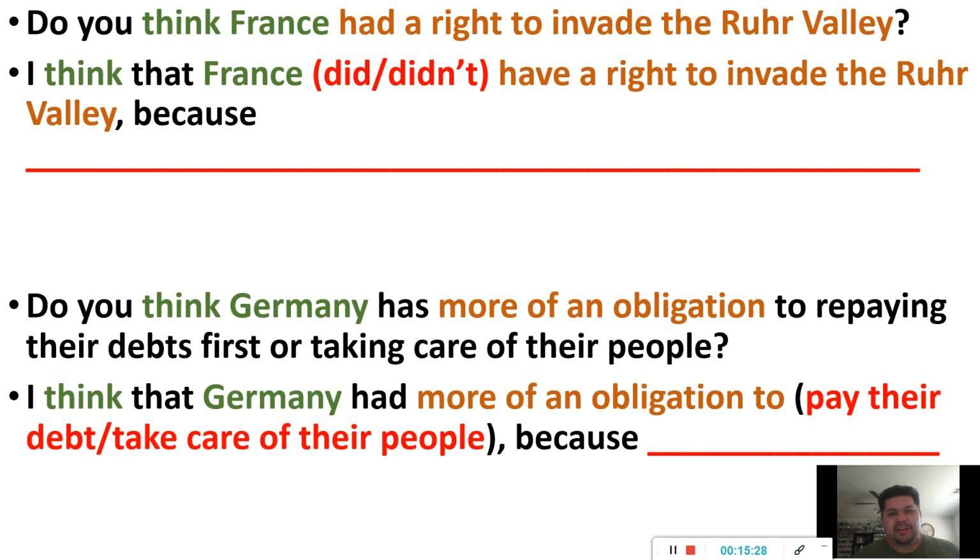Again, the writing prompt is on the bottom, use the writing prompt. I think that Germany had more of an obligation to pay their debt, or have more obligation to take care of their people because, and then explain why you chose that one. So back up your ideas, back up your thoughts. We're going to be moving on to the next part of the notes.